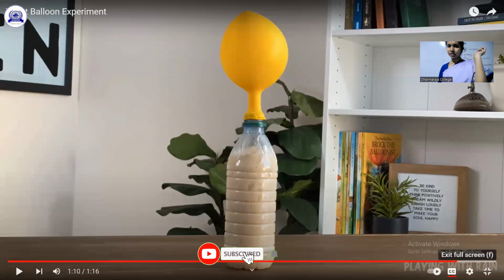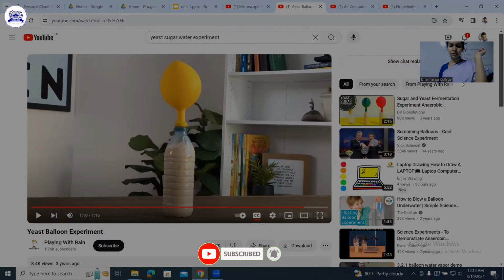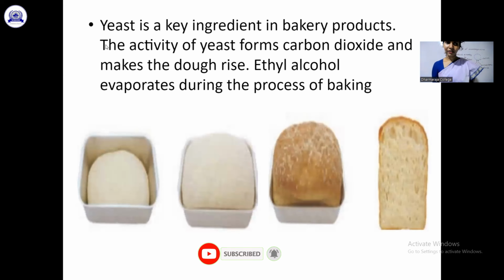So I hope that it is clear to all of you children. Then, when we hear the word yeast, we know that we are using them in the bakery industry to make the bakery food items.